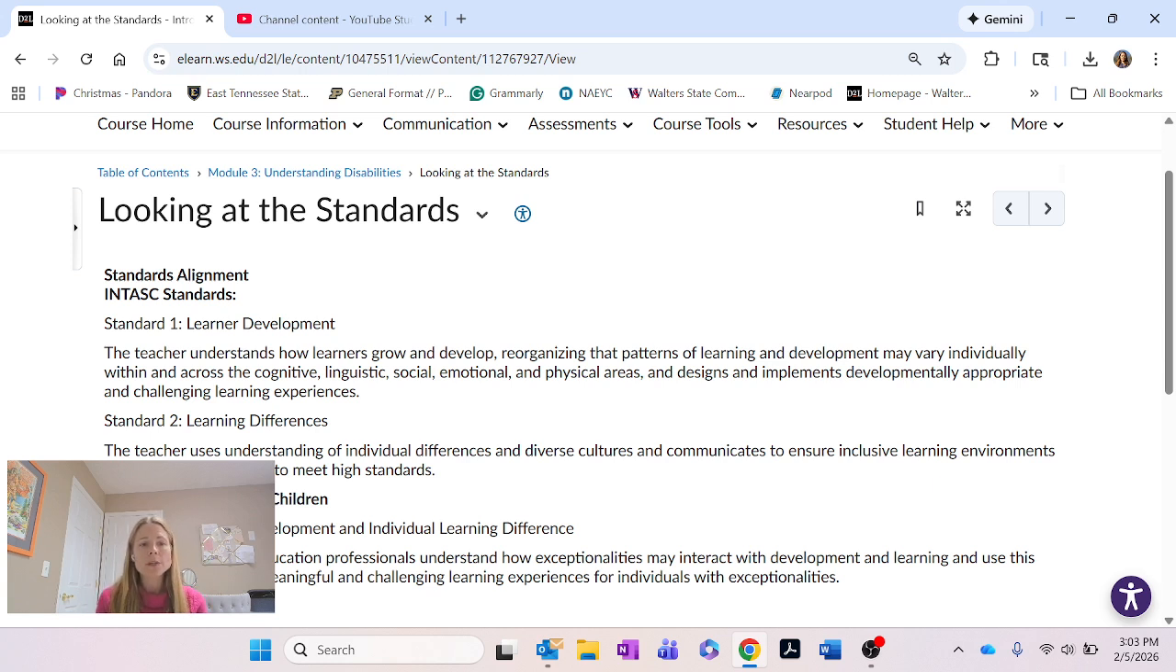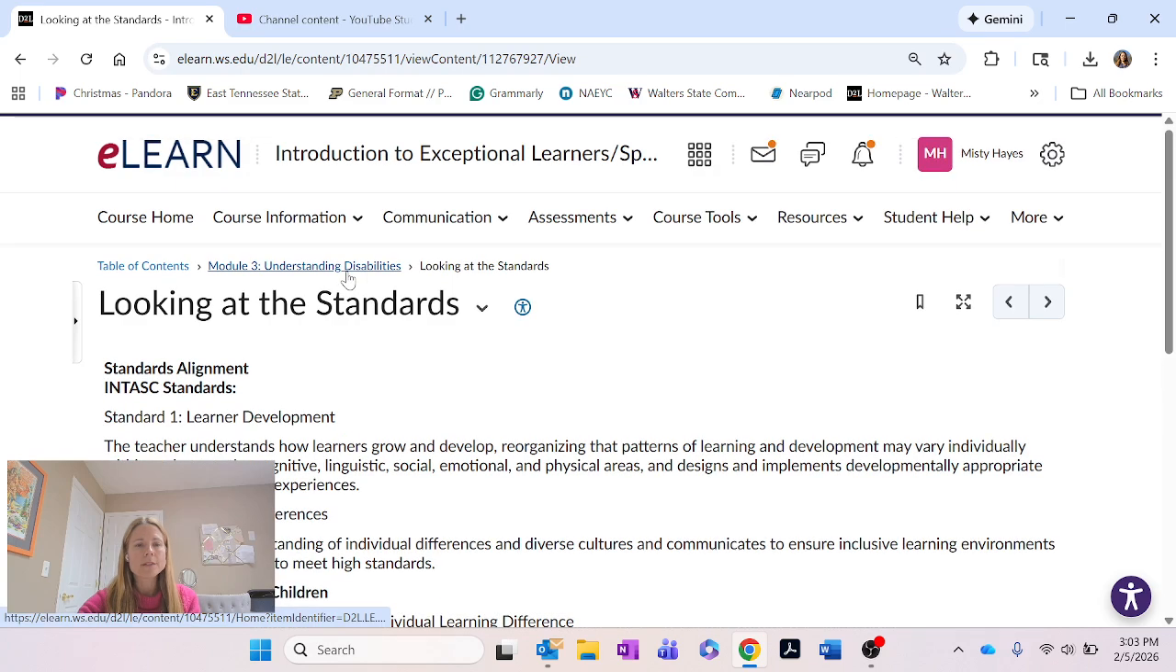So we're going to be learning about learner development and then learning differences. So we're looking at standard 1 and standard 2. And then the Council for Exceptional Children, I also like to connect what we're doing to those set of standards. And we're going to look at learner development and individual learning differences as well.